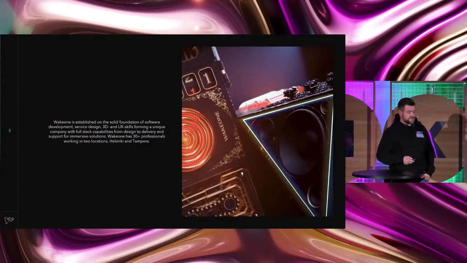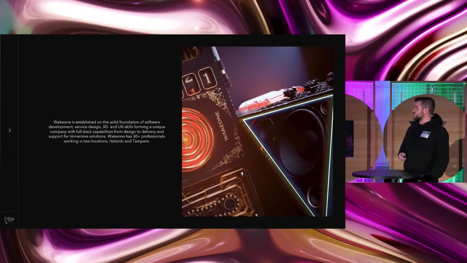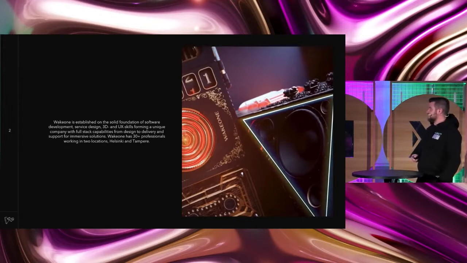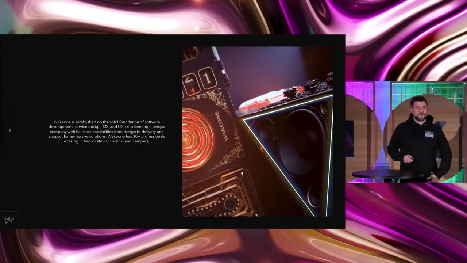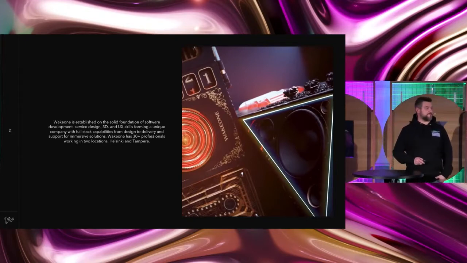So Wakeone is a software and 3D design, 3D production company. We have two offices here in Helsinki and one in Tampere. We create a lot of XR related content and applications, but also traditional 3D content and then software development.